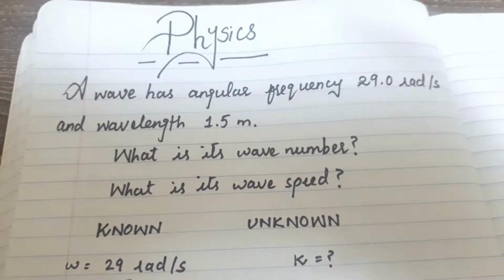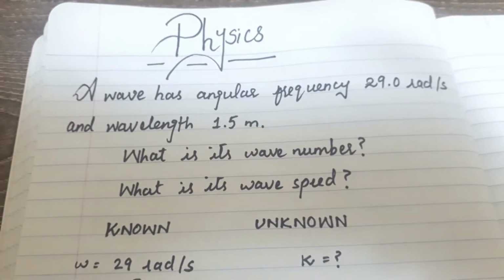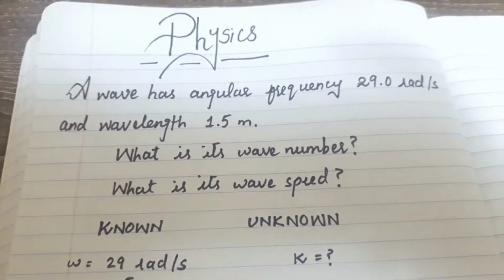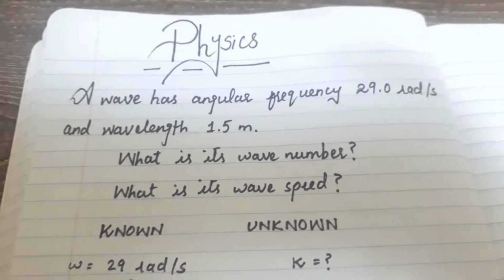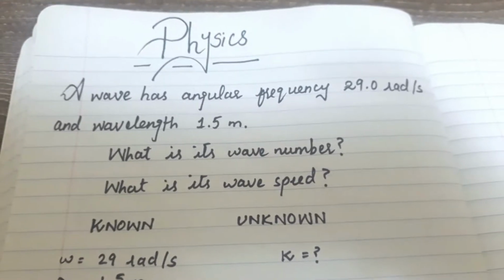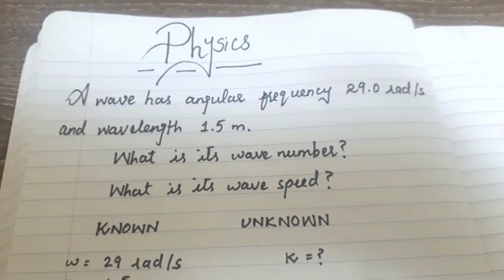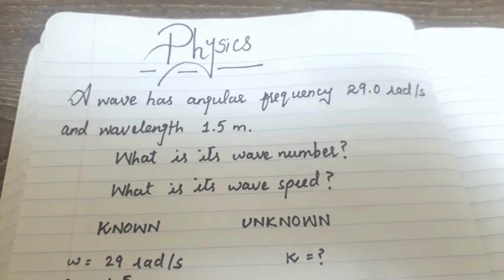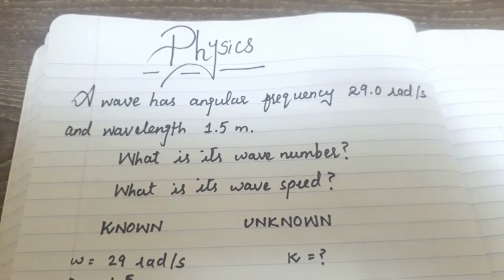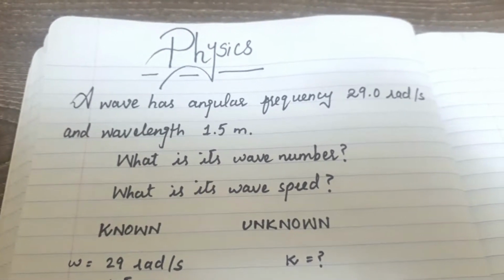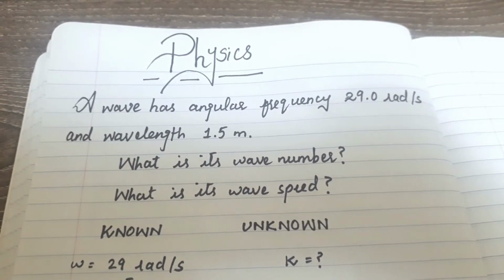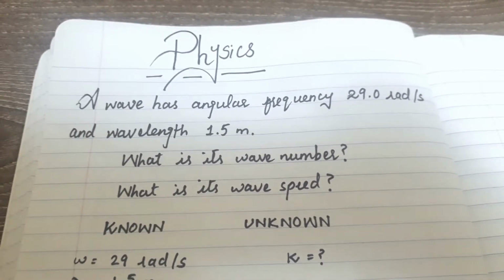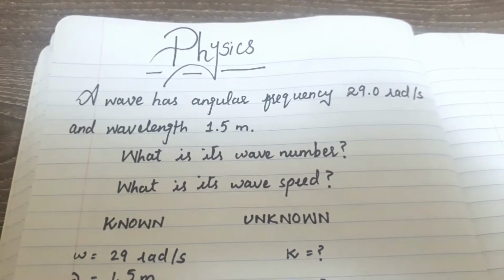Hi friends, today we're going to be solving some more physics. Today's question is also going to be on waves. So we have a wave that has angular frequency 29 radians per second and wavelength 1.5 meters, and we have to find what is its wave number and its wave speed.